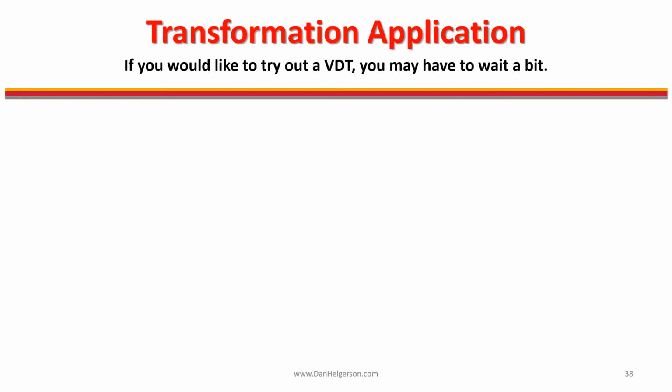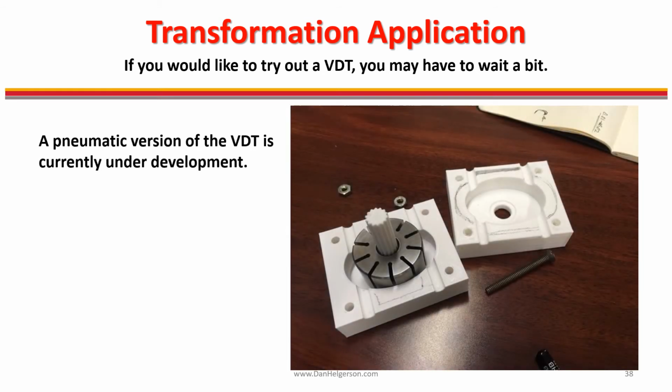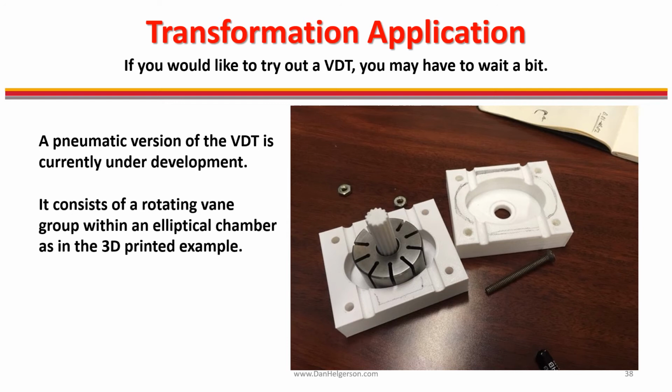Transformation application. If you would like to try out a VDT, you may have to wait a bit. A pneumatic version of the VDT is currently under development. It consists of a rotating vane group within an elliptical chamber, as in the 3D printed example to the right. Its operation is illustrated on the next slide.